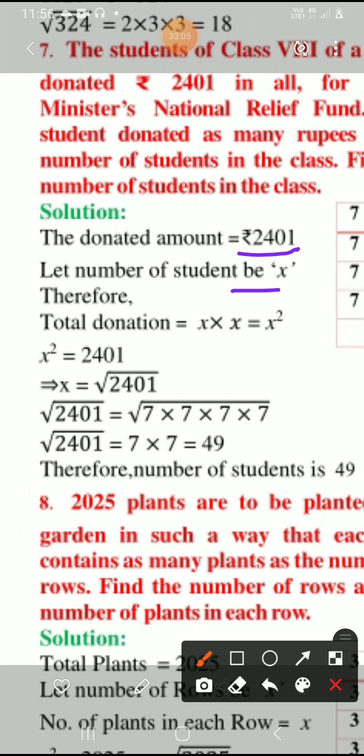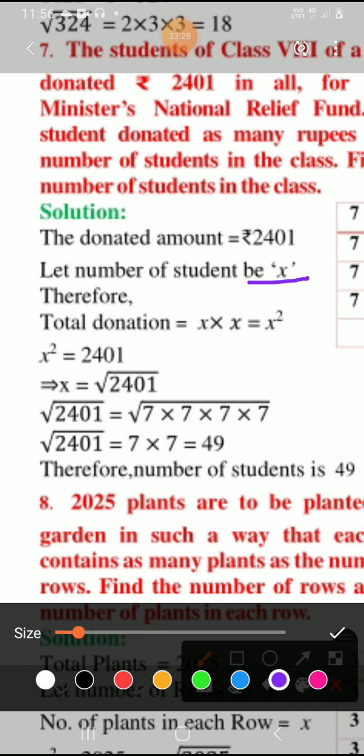Let the number of students be x, because we need to find out the number of students. Therefore the total donation is x into x, x square. So x square is 2401. So x is the square root of 2401. Try to understand it. So x square is 2401, wherein x becomes square root of 2401.